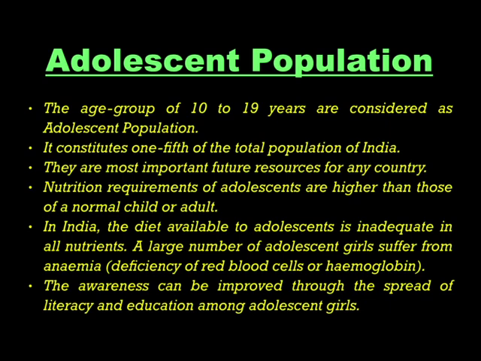Nutrition requirements of adolescents are higher than those of a normal child or adult because they are in the growing age. In India, the diet available to adolescents is inadequate in all the nutrients. A large number of adolescent girls suffer from anemia, which is the deficiency of RBCs or hemoglobin. The awareness can be improved through the spread of literacy and education among the adolescent girls.